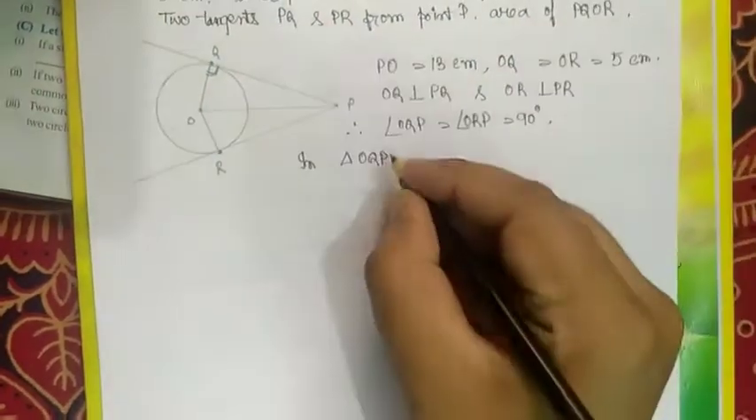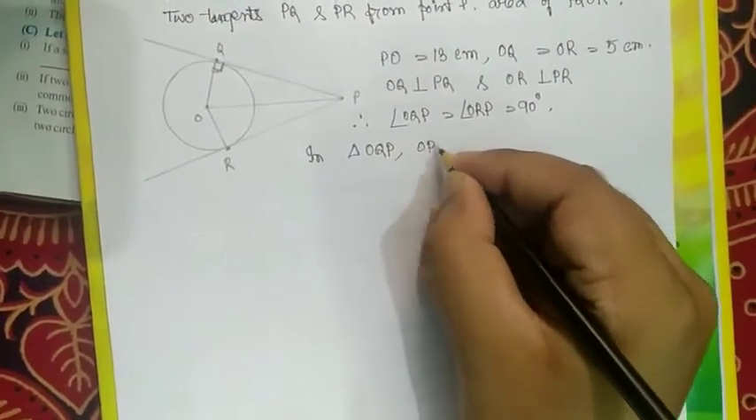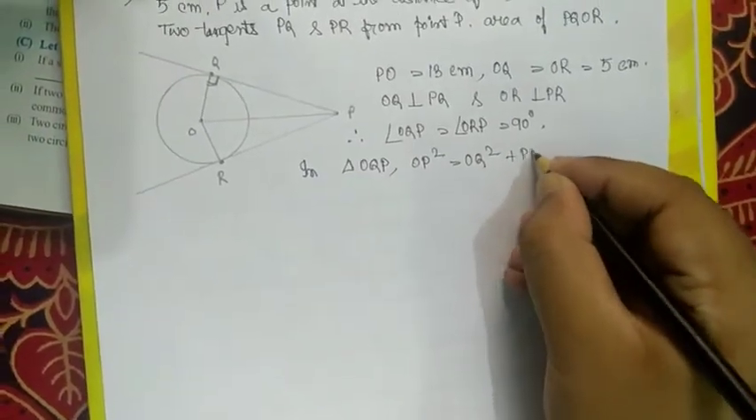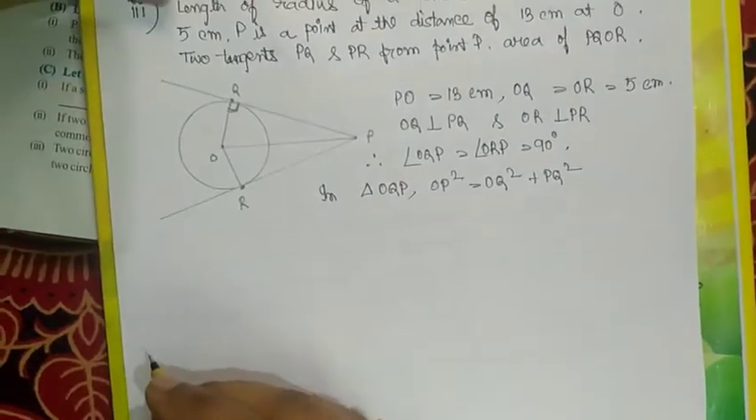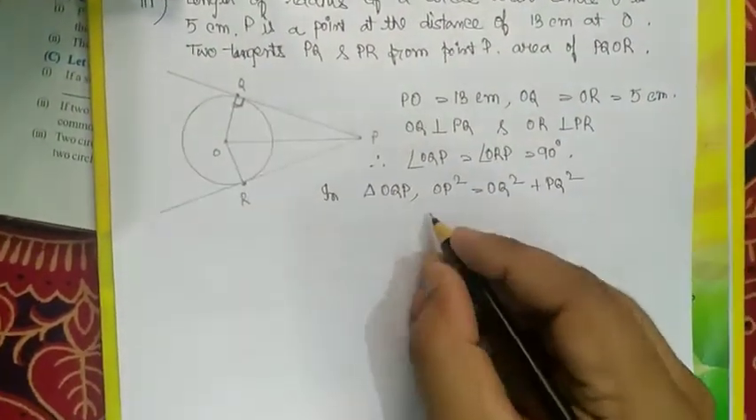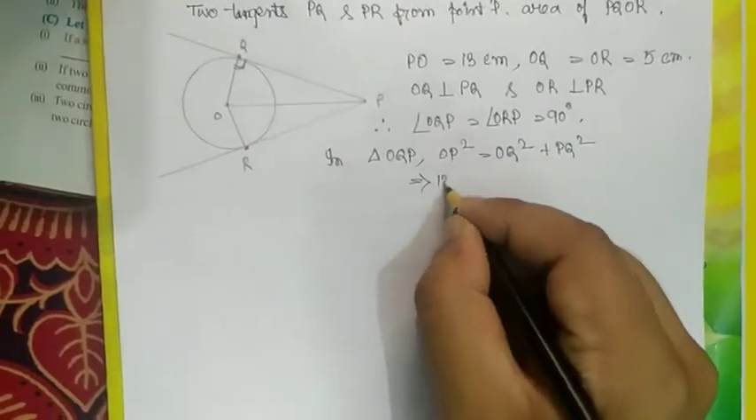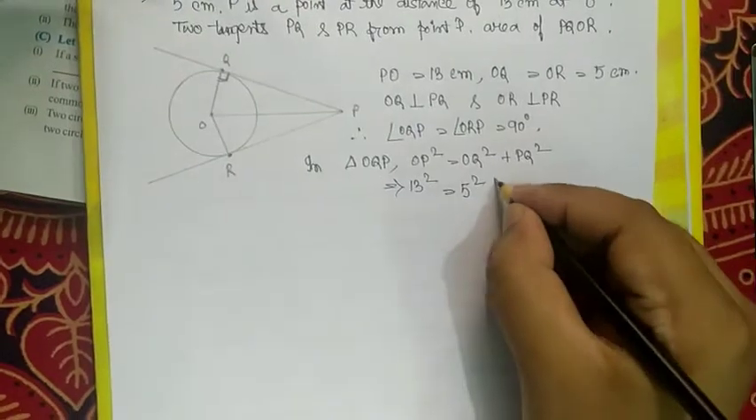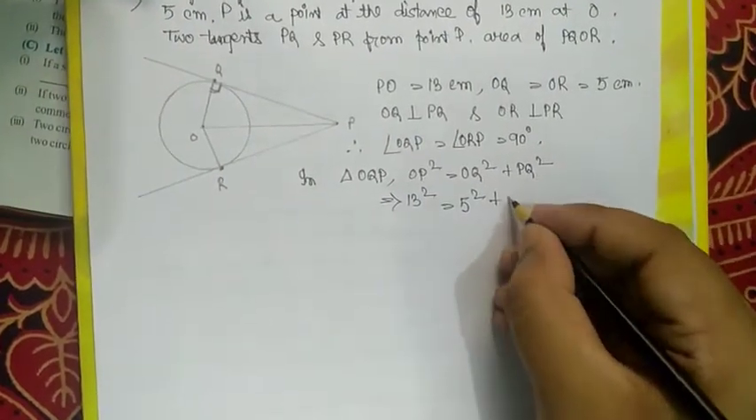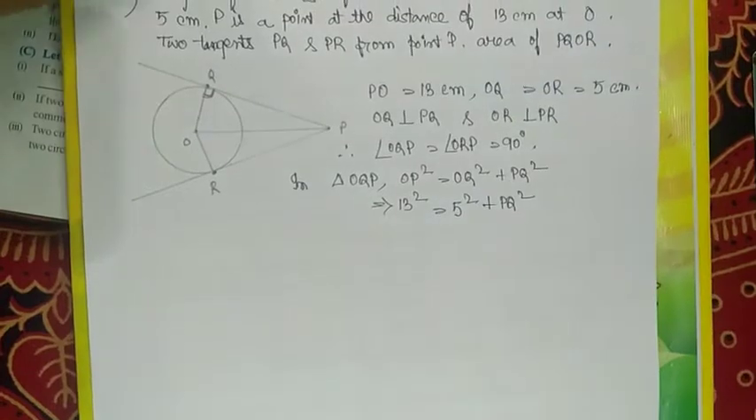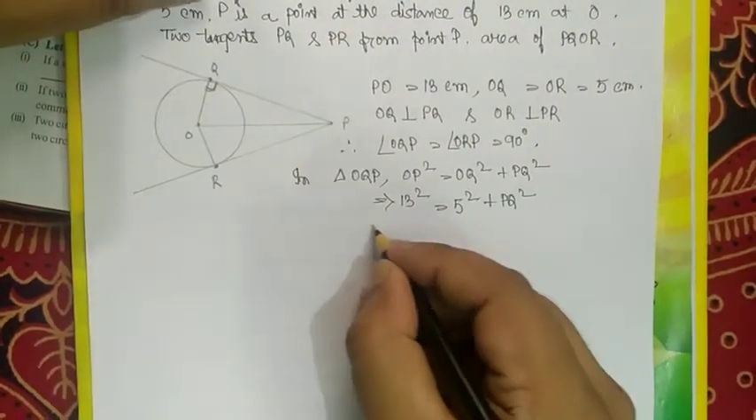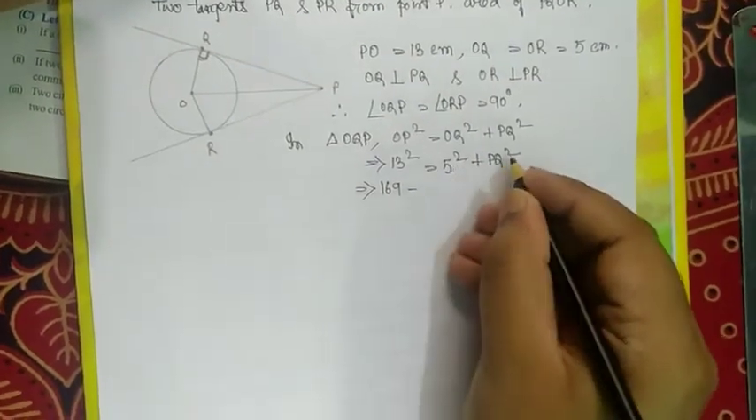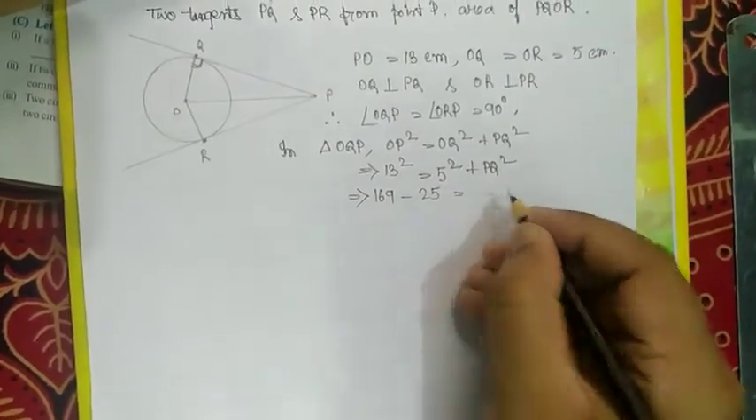So therefore we can say in OQP by Pythagoras theorem OP square equal to OQ square plus PQ square. We know the value of OP or PO is 13 centimeters, so therefore 13 square. We know the value of OQ, 5 square, and we have to find the value of PQ square. So therefore 13 square means 169 minus 5 square, from right hand side to left hand side, 25, equal to PQ square.